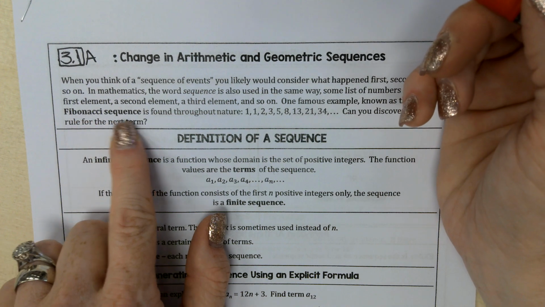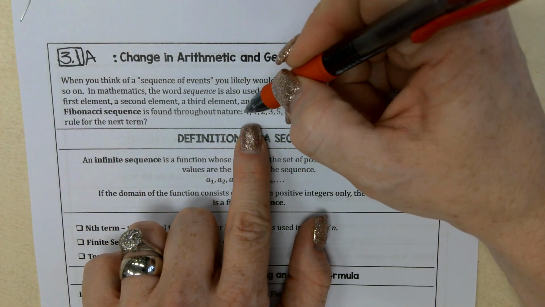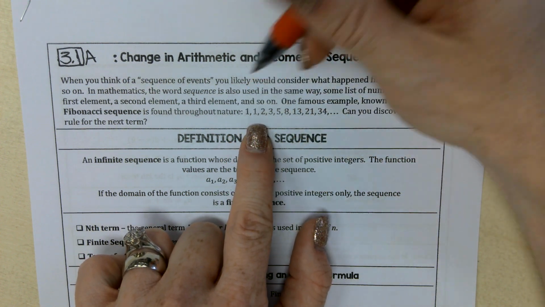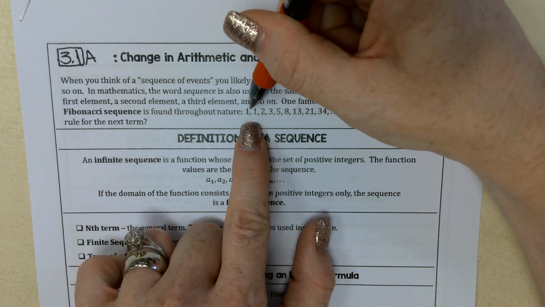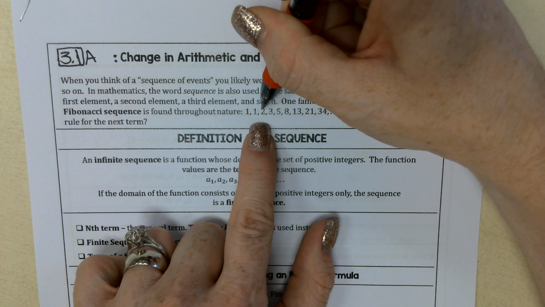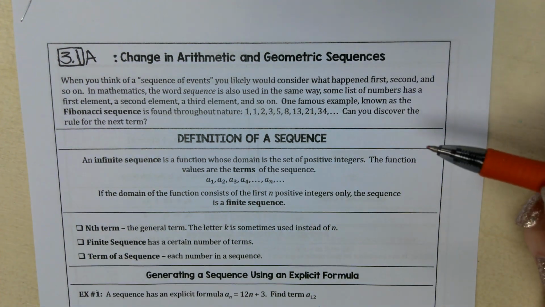So there's a fancy sequence called the Fibonacci sequence. In order to get the next term, you add the two previous in front of it, okay? So 1 plus 1 is 2. 1 plus 2 is 3. 2 plus 3 is 5. 3 plus 5 is 8, and so forth, okay?